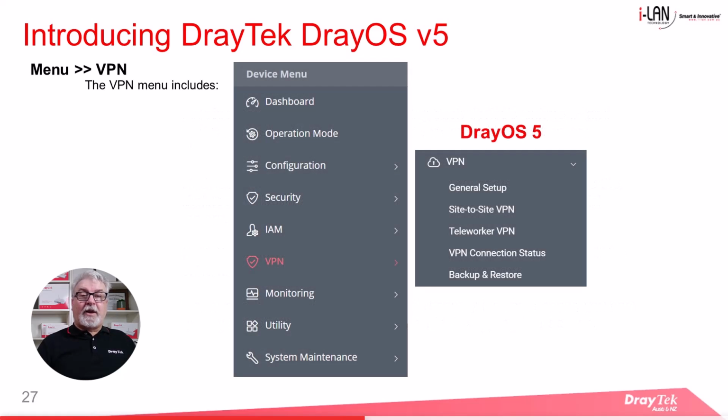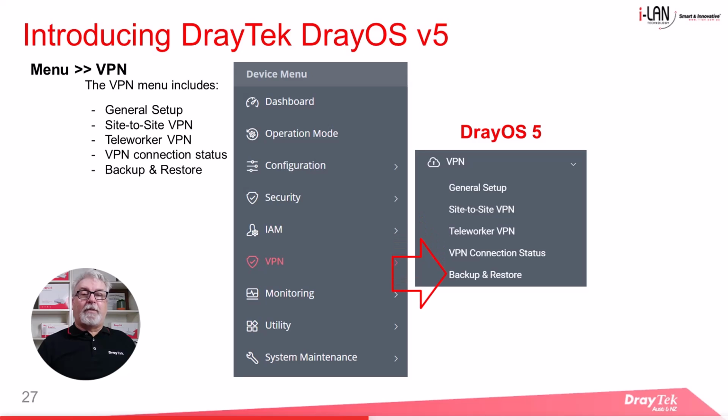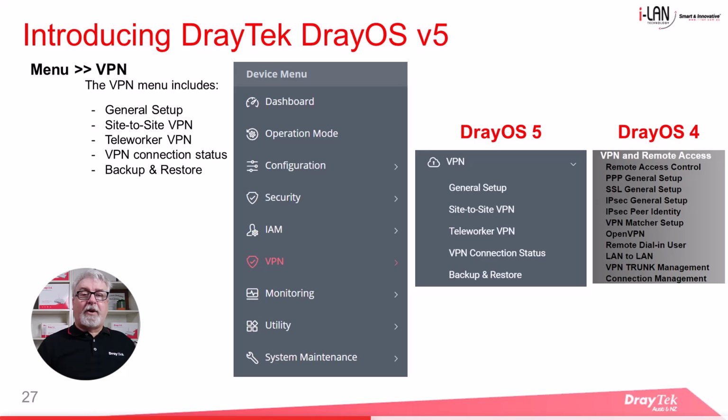The new VPN menu includes General Setup, Site-to-Site VPN, Teleworker VPN, VPN connection status, and Backup and Restore. Most of these features were previously located under the VPN Remote Access menu in DrayOS 4. Let's take a quick look.